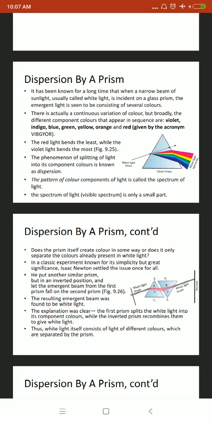So here, how this variation is available, or we can say, does the prism itself create colors in some way, or does it only separate the colors already present in the white light? That we need to verify: does the prism create this number of colors, or are these colors separated from the white light? Just to understand this phenomenon, there is one known experiment, done by Newton.